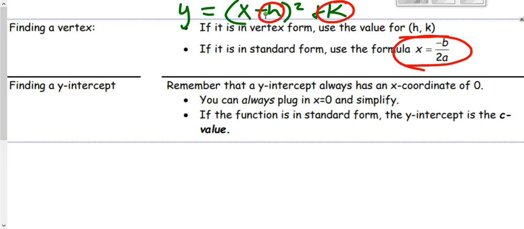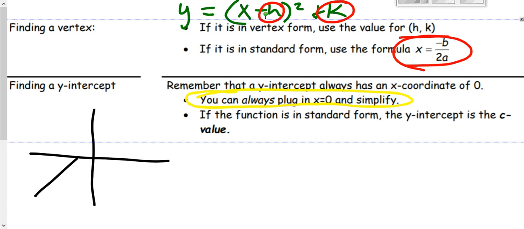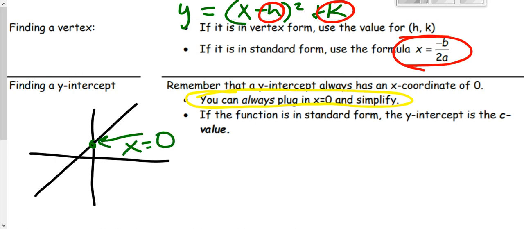And then finding a y-intercept. Just remember when you're finding a y-intercept that you can always plug in 0 for x and simplify, because a y-intercept of anything is where that line crosses the y-axis. And so what is your x value at that point right there? It's always going to equal 0. No matter where you are on this line, x will always be 0. Okay? So you always just plug in 0 and simplify no matter what. That's how you find a y-intercept.